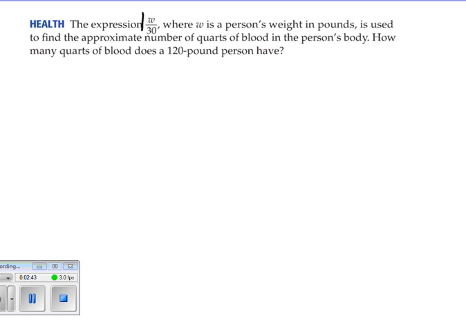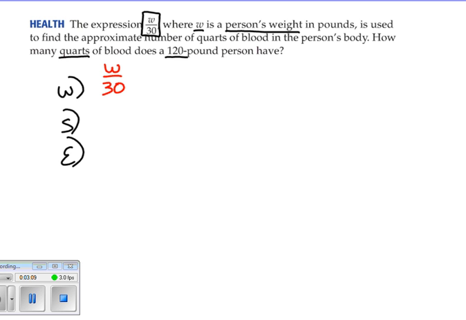So right away, I'm going to underline that W is a person's weight, and they're asking us how many quarts. When I dissect a word problem, I underline and box the main important points. I'm going to use WSE, what we learned in class, to solve this. For the W part, I am going to write the algebraic expression that they gave us. W is the variable, the number is 30, and the operation here is division. The fraction bar is another way to write division.